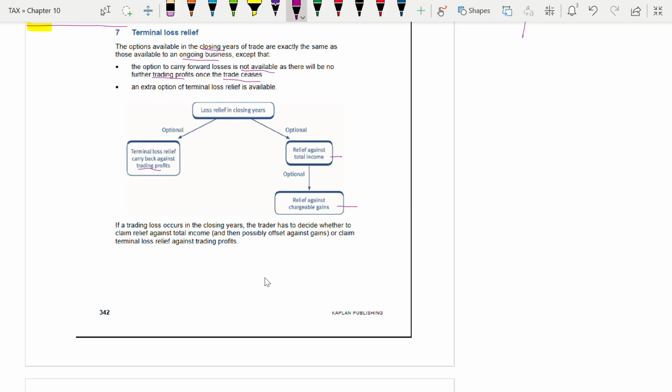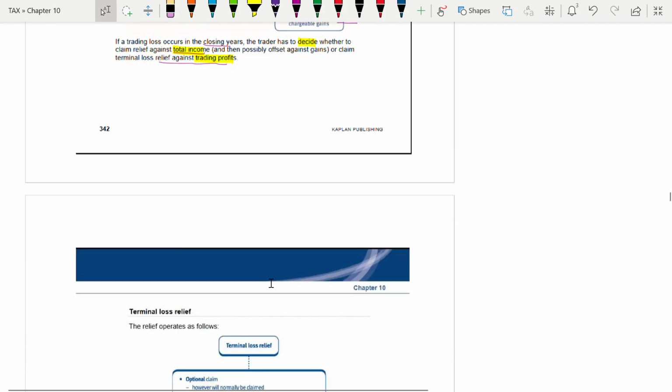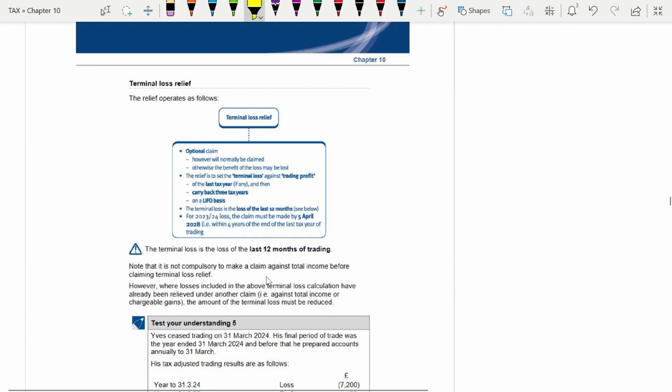If the trading loss occurs in the closing year, the trader has to decide whether to claim relief against total income or claim terminal loss relief against the trading profits. You have two options and you have to decide. Again, the rule is the same: you have to take the maximum. You cannot take a part amount. That is very specific, so keep it in mind. Whenever we are making a revision, this will be very handy for us.